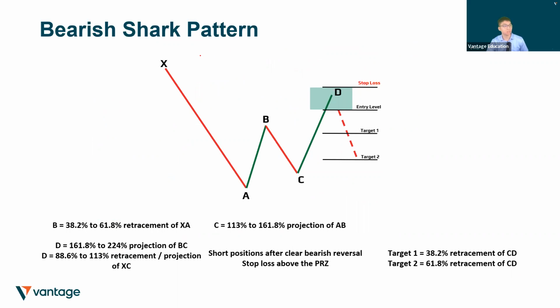So yeah, the bearish shark pattern. Corrective leg should end between 38.2% to 61.8%. And C, it's 113% to 161.8% projection. And D, at this area, 161.8% to 224%. It's just opposite, just flipping. Short positions considered after price reaches this area. Target 1, 38.2% of CD. And target 2, 61.8%. So yeah, just use confirmations before you enter.